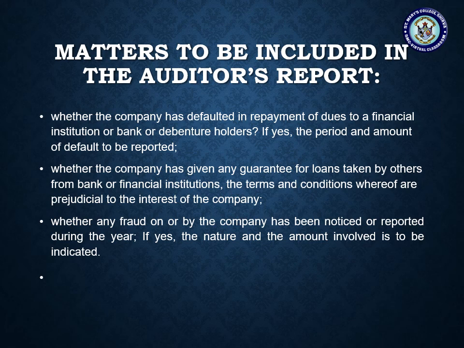And whether any sort of fraud by the company, whether the company has committed any fraud, or on the company some fraud has taken place. So whether it has been noticed and reported during the year. So if at all such fraud is noticed and reported, then what is the nature of the fraud and what is the total amount involved in the fraud, it has to be clearly indicated. So the auditor has to dig deep and find out the correct amount, the value of the fraud. Okay.